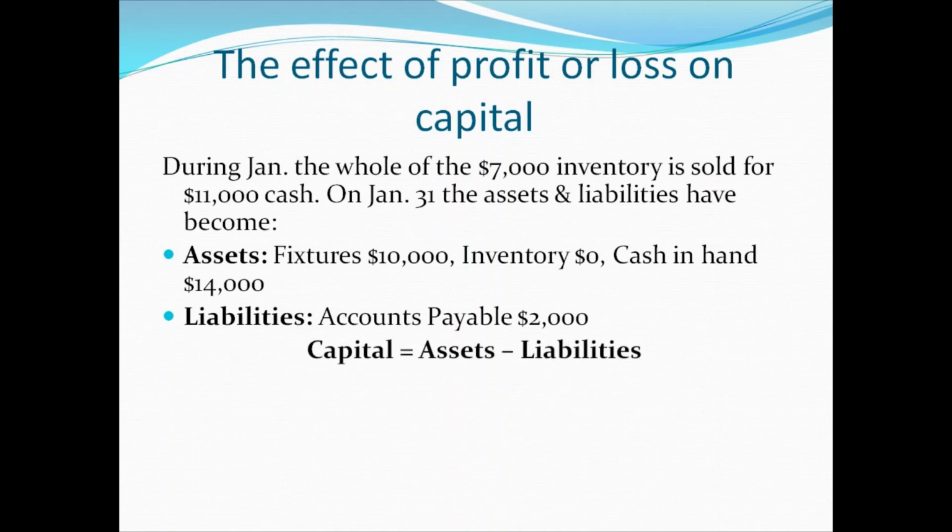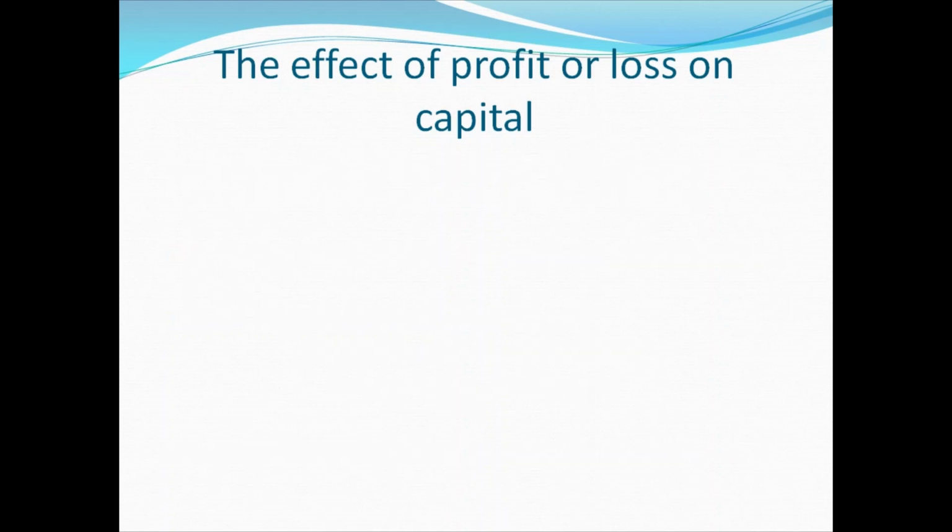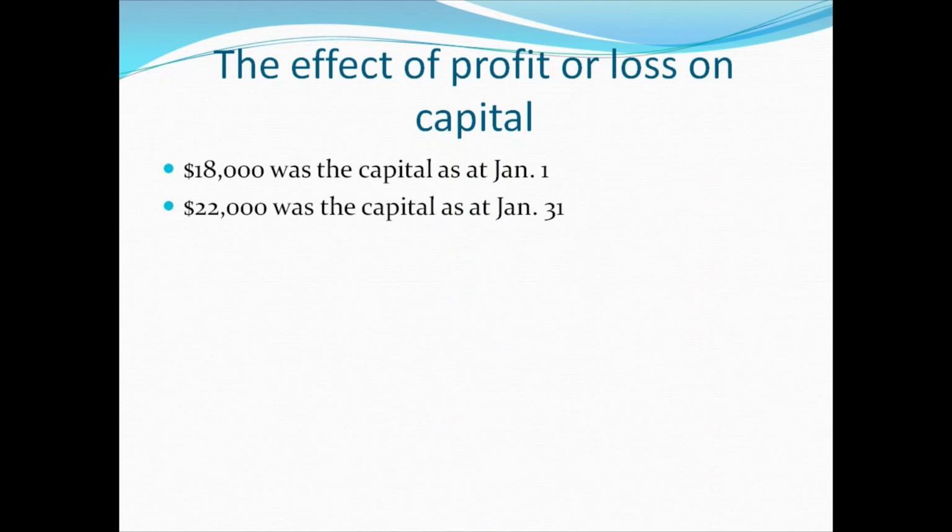We use the same accounting equation whereby we need to add our assets and subtract our liabilities to know what the capital is in this case. Our assets add up to $24,000 and our liabilities, which is $2,000, is subtracted, and we end up with $22,000 in capital as at January 31st. Remember that $22,000 is for the end of the month. So $18,000 was the capital as at January 1st. Then $22,000 was the capital as at January 31st.